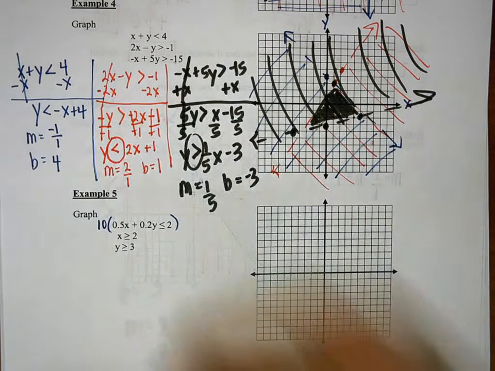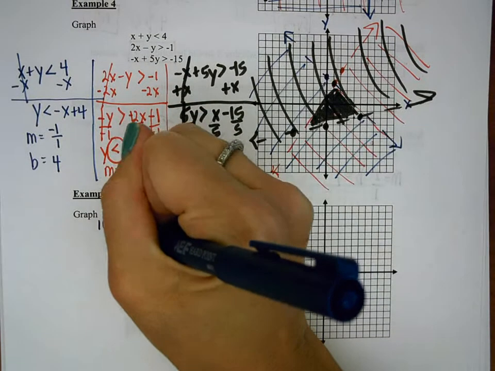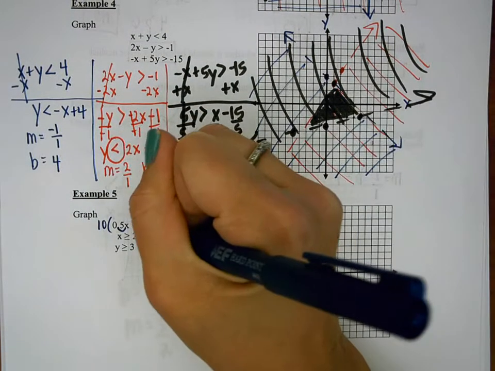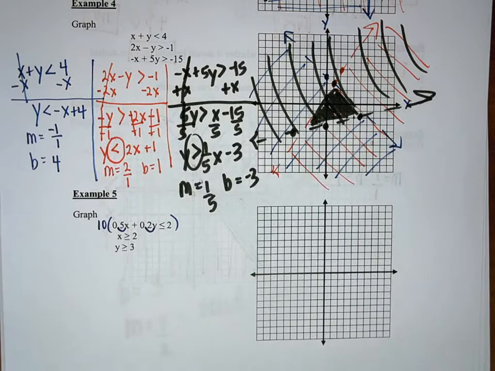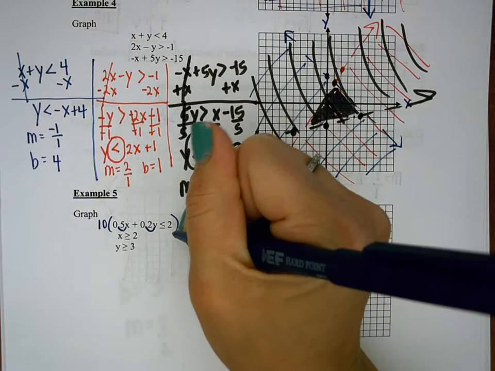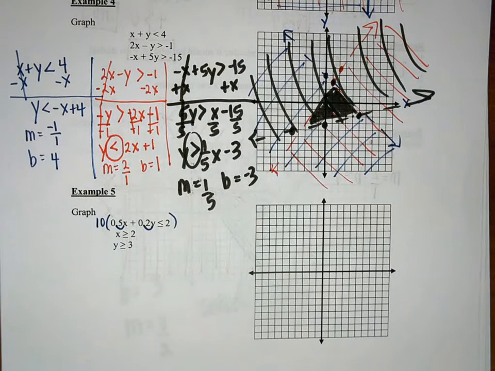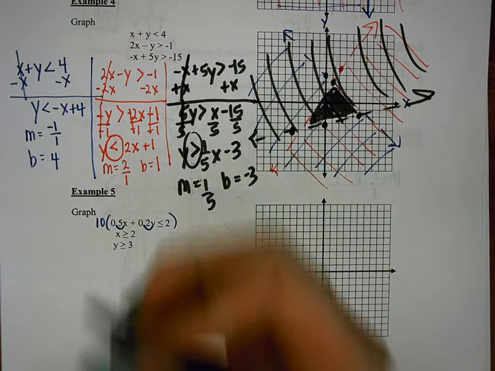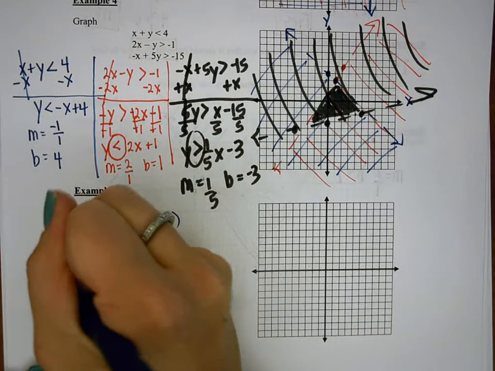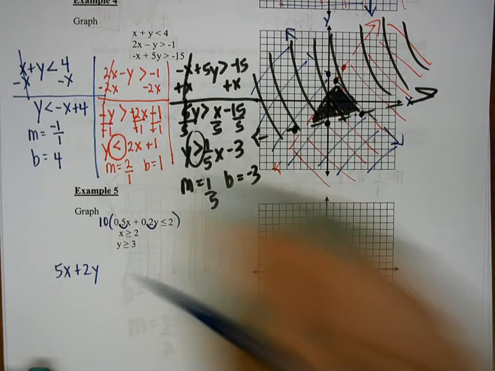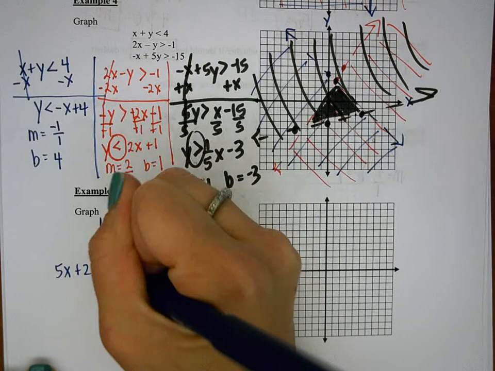When I do that, this one I can move the decimal place and get a 5. This one I move a decimal place and get a 2. This doesn't have a decimal place. You can add a decimal and move it, or 2 times 10 is 20. So just make sure you do that. So I have 5x plus 2y is less than or equal to 20.